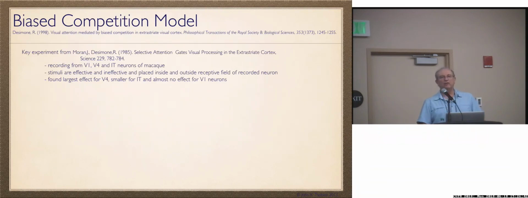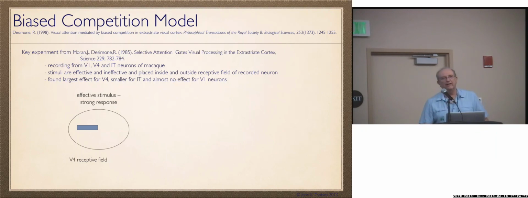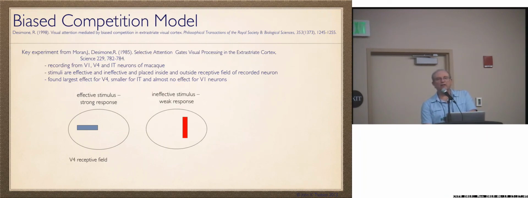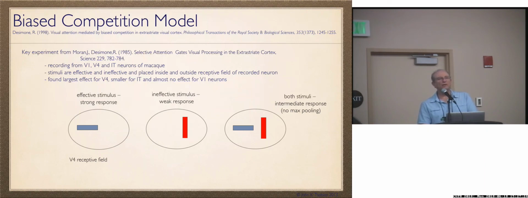The biased competition model, though, is one that I think continues what I mentioned with Hernandez-Peón, but in V2 and V4 neurons in the monkey. What they did is they found a receptive field in an area, and they then determined what an effective stimulus for it is. In this case, it's that blue bar, and with that stimulus, that neuron fired strongly. They then put a stimulus which was ineffective in the receptive field, the red vertical bar, and found that the neuron fires weakly. So then they thought, I wonder what would happen if we put them both in. And that's what they did. They put both in and found that the response was intermediate.